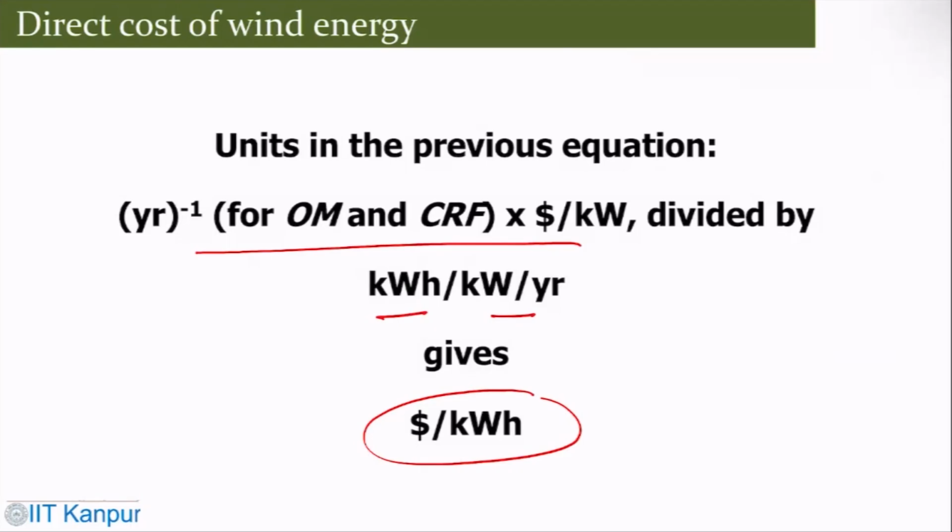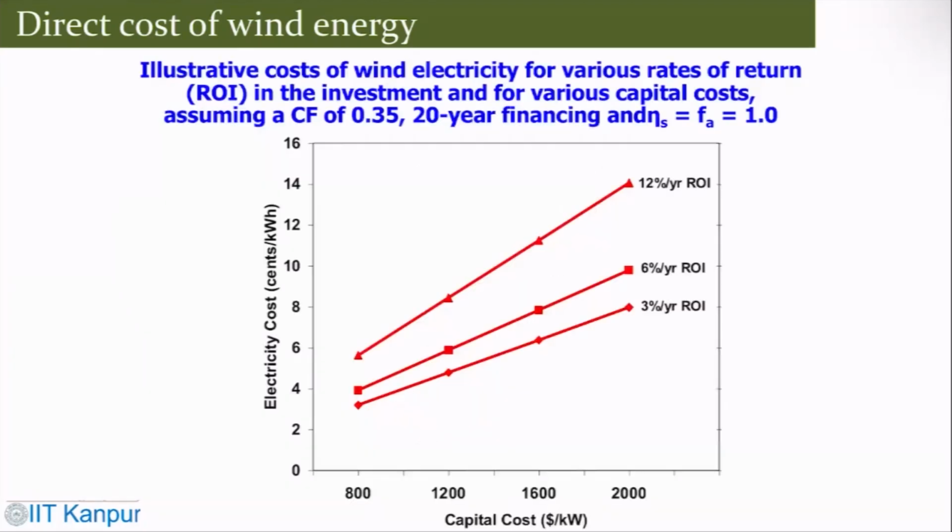So that means overall, the idea would be to reduce your losses as much as possible. Availability of the turbine for use should be as high as possible. And if you minimize the other things too, then this is an illustrative cost of wind electricity for various rates of return, for a capacity factor of 0.35 and 20-year financing. It shows a financial curve which gives you some idea about how that varies.